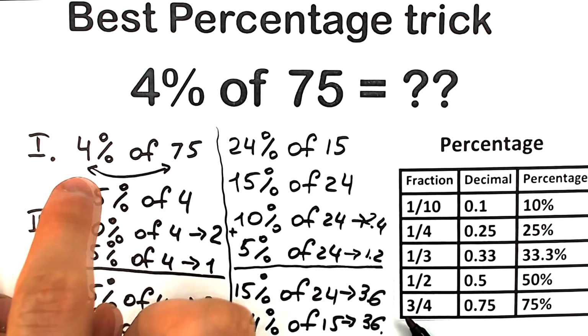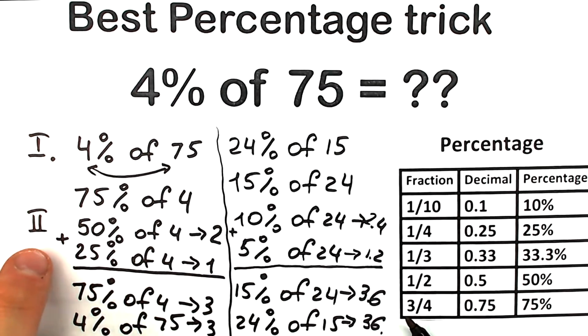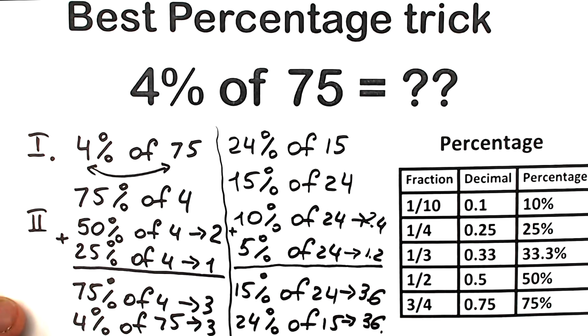So the first trick, we can easily swap it, and the second trick, we can easily express these percentages in an easy way. If someone doesn't know about 30, we can express 30 as 25 plus 5. We can write 45 as 50 minus 5, yeah?